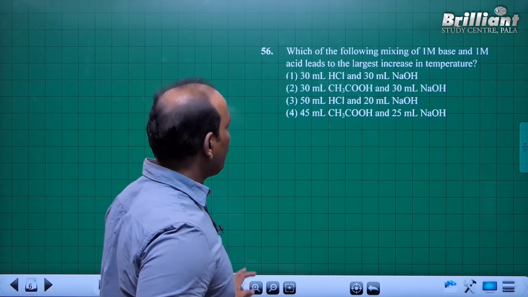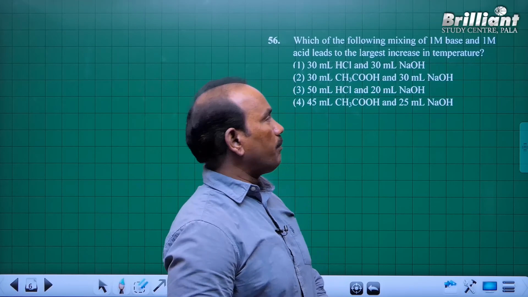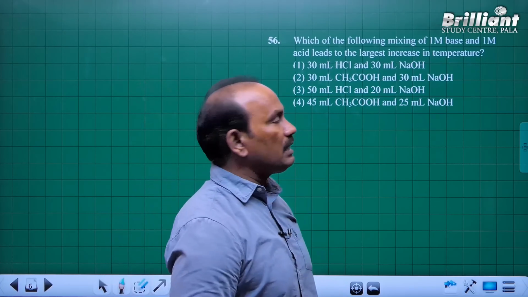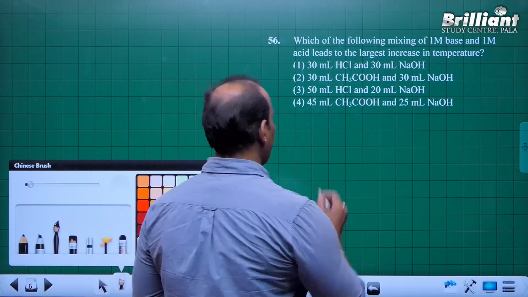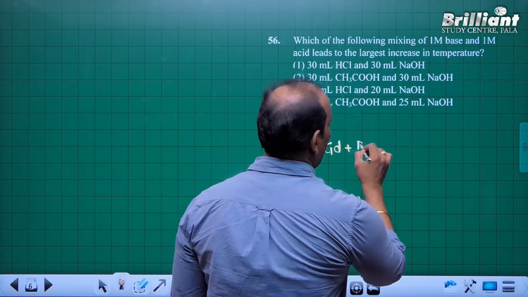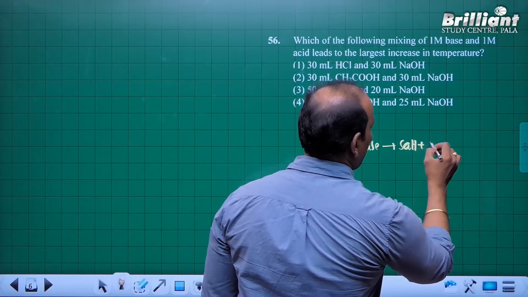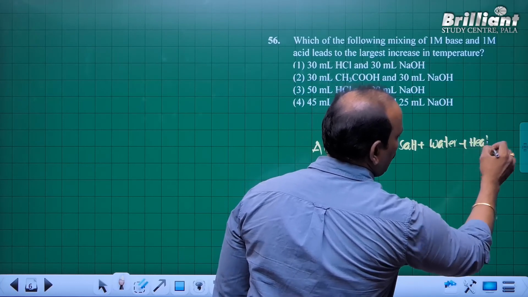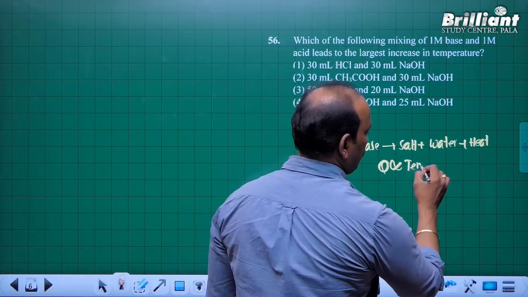Next one. Which of the following mixing of 1 molar base and 1 molar acid leads to the largest increase in temperature? This is a neutralization process. In neutralization, acid plus base gives rise to salt plus water and heat. Therefore, heat is directly proportional to temperature.